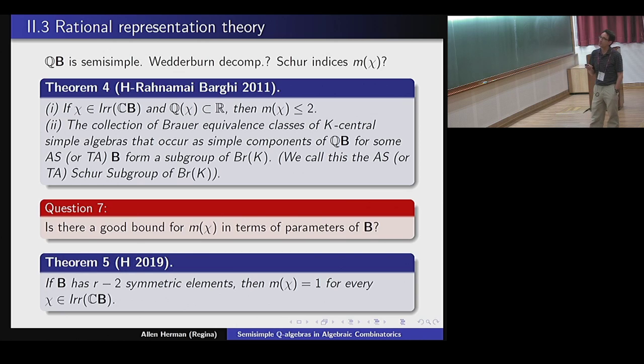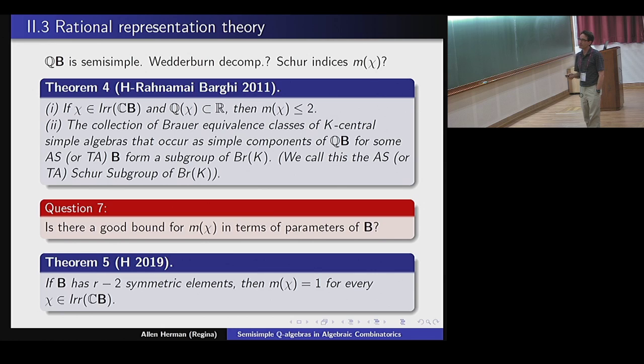But you still get that the rational Schur index is at most 2 when the field of character values is small. This is a paper of myself with Ranamai Bargi in 2011. You can talk about the Schur subgroup of the Brauer group, which was studied for groups with Angel and Gabriela Piano a few years back. And the question there is, if you're bounding the Schur index, it's certainly bounded by the exponent of G in the group world, but we don't know what parameter will bound it in the table algebra or association scheme worlds.